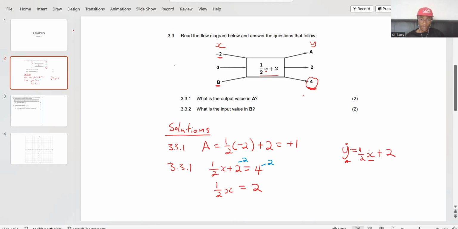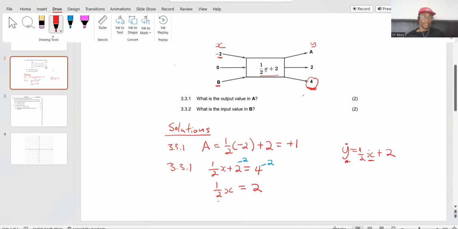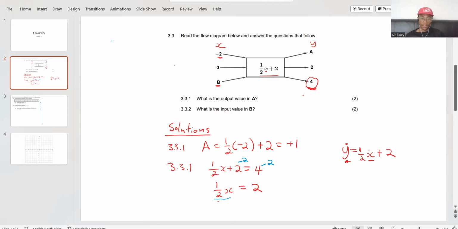Then when I want to eliminate the 2, because it's at the denominator, bear in mind this thing here. There are plenty of ways that confuse people. This is the same as this thing: x over 2 is the same as 1/2x. These are the same thing. So for me to cancel this, I'm going to multiply both sides by 2. So this 2 eliminates that 2. So I'm going to have x being equal to 4, which is equal to B.